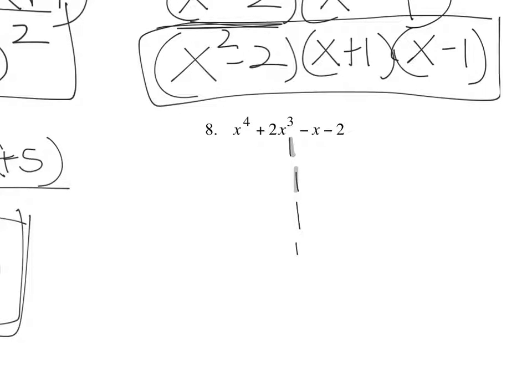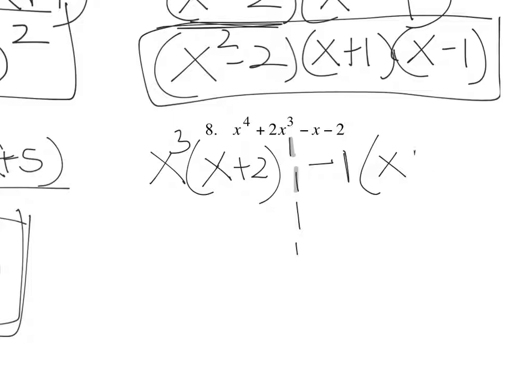Grouping. So factor out the first two. We can factor out an x cubed, and we're left with x plus 2. All right, from the second two, yes, negative 1. Factor out a negative 1, and then we're also left with x plus 2 again. Yay, and that's what we want.